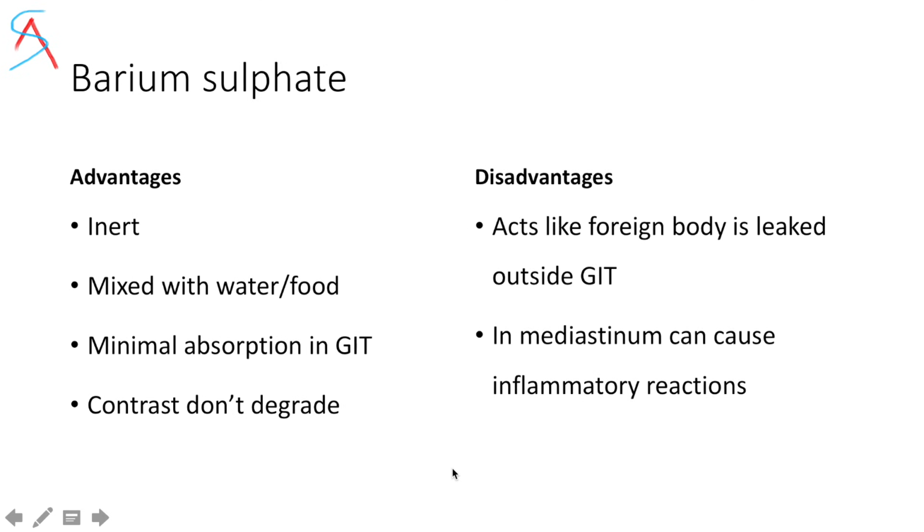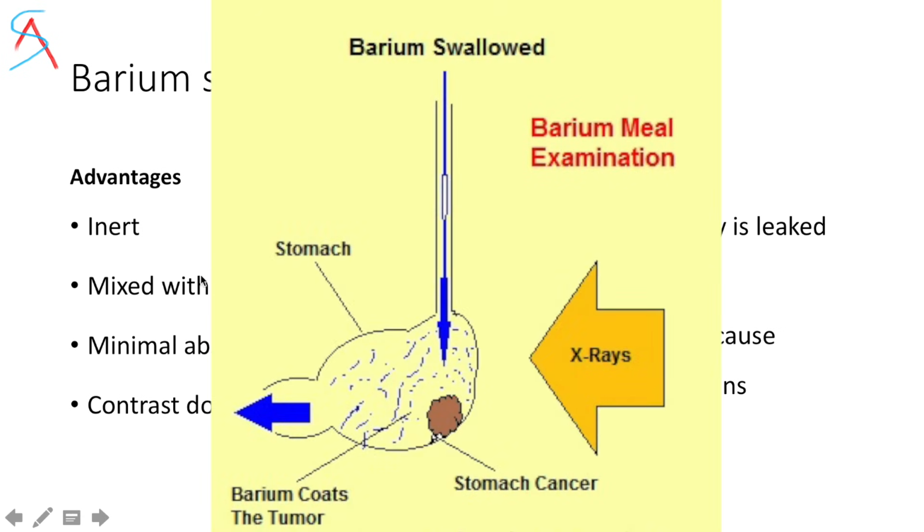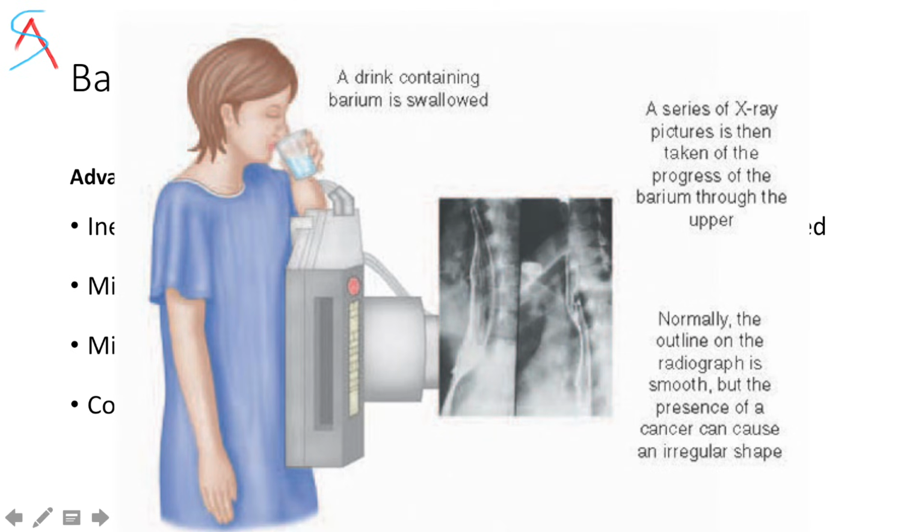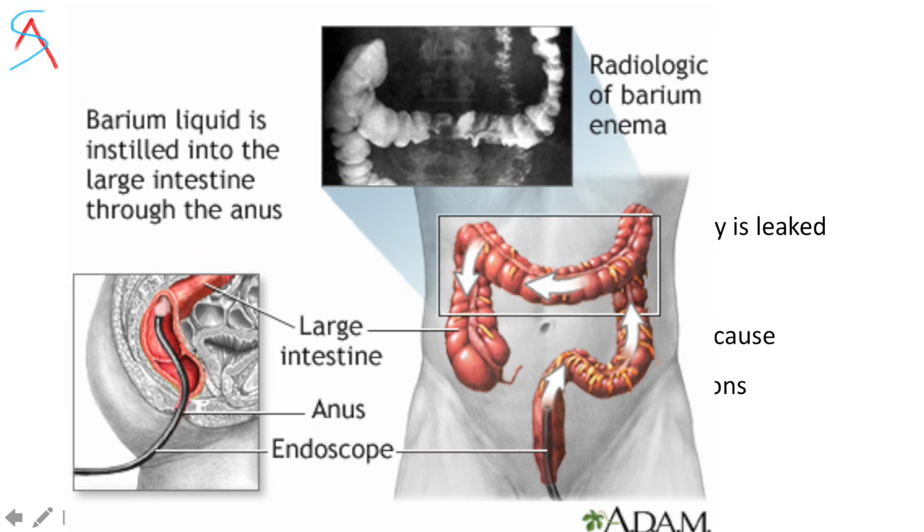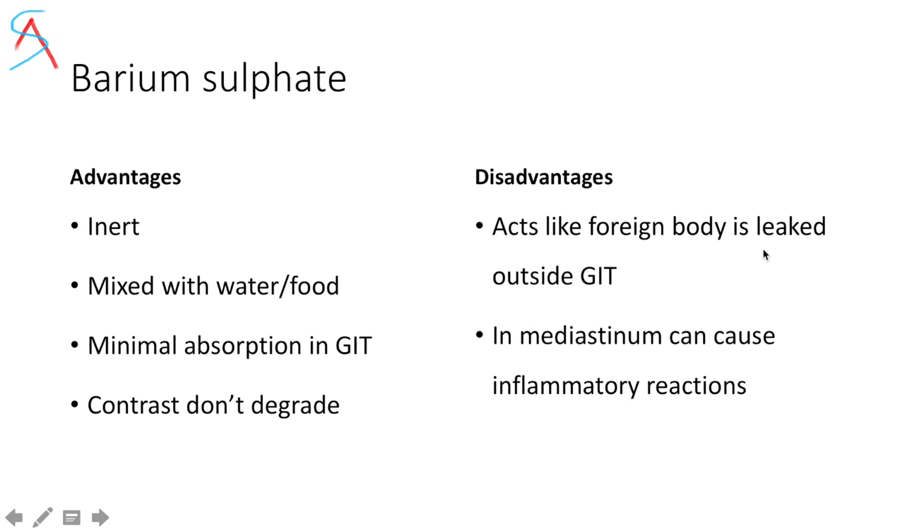Most commonly we use barium sulfate. Barium sulfate has the advantage that it is inert and can be mixed with food or water. When the person takes the barium sulfate, which is a contrast, with food, then we call it barium meal. When the barium is swallowed directly or with water, then we call it barium swallow. If we put the barium sulfate through the rectum, that's called barium enema. The disadvantage of barium is it acts like a foreign body when it leaks outside the GI tract.